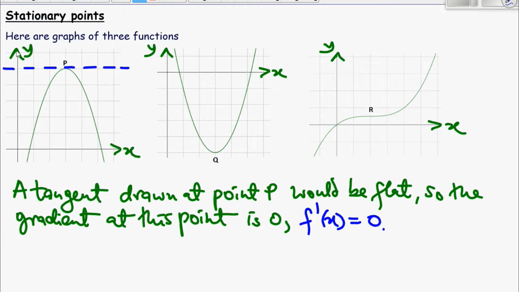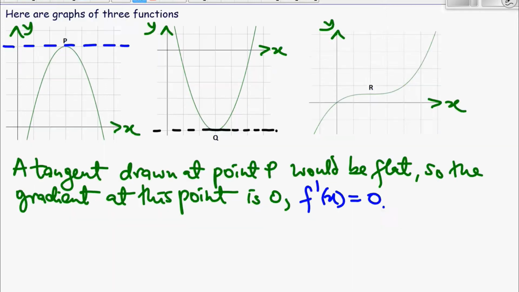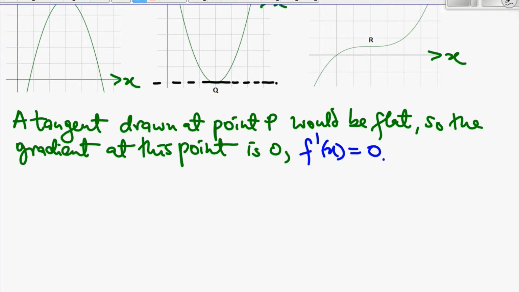and let's look at point Q. Q is also another stationary point because if I draw a tangent at this point, it will be flat, and at point Q, y is neither increasing nor decreasing. So the gradient is 0. Okay, it's a stationary point. So we can say that point Q is another stationary point.